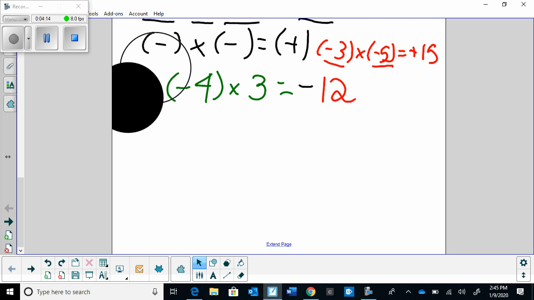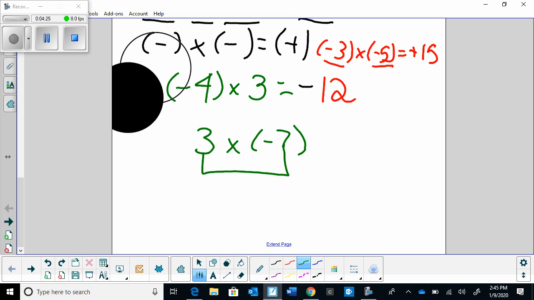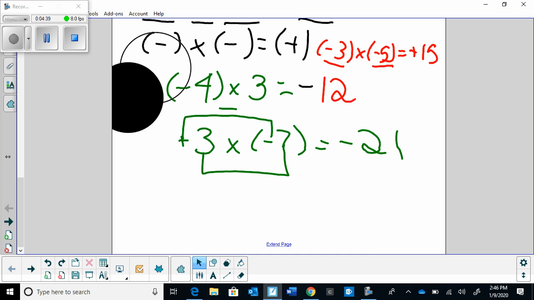If we were to do another example, where we have 3 times negative 7, for example, first we look at 3 times 7, and that gives us 21. After we have that number, then we look at the integers. We go, well, 3 is positive, and the positive times the negative is going to be negative, so we know that it's got to be negative 21, and that's how we're able to solve questions of this type.